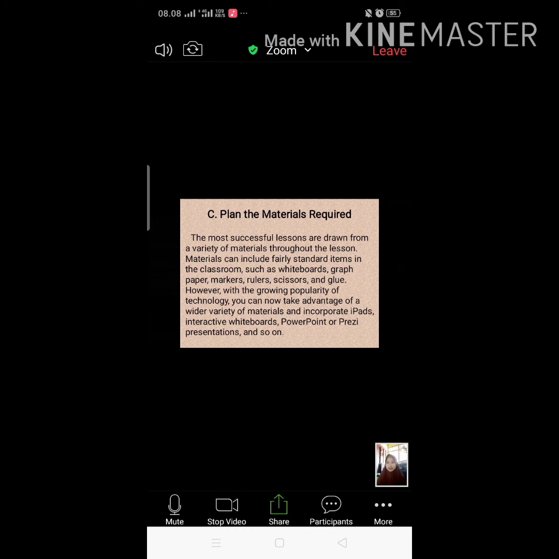A. Decide how to group students. Many teachers like to incorporate cooperative or collaborative work into their learning. Okay, the third speaker, coming.